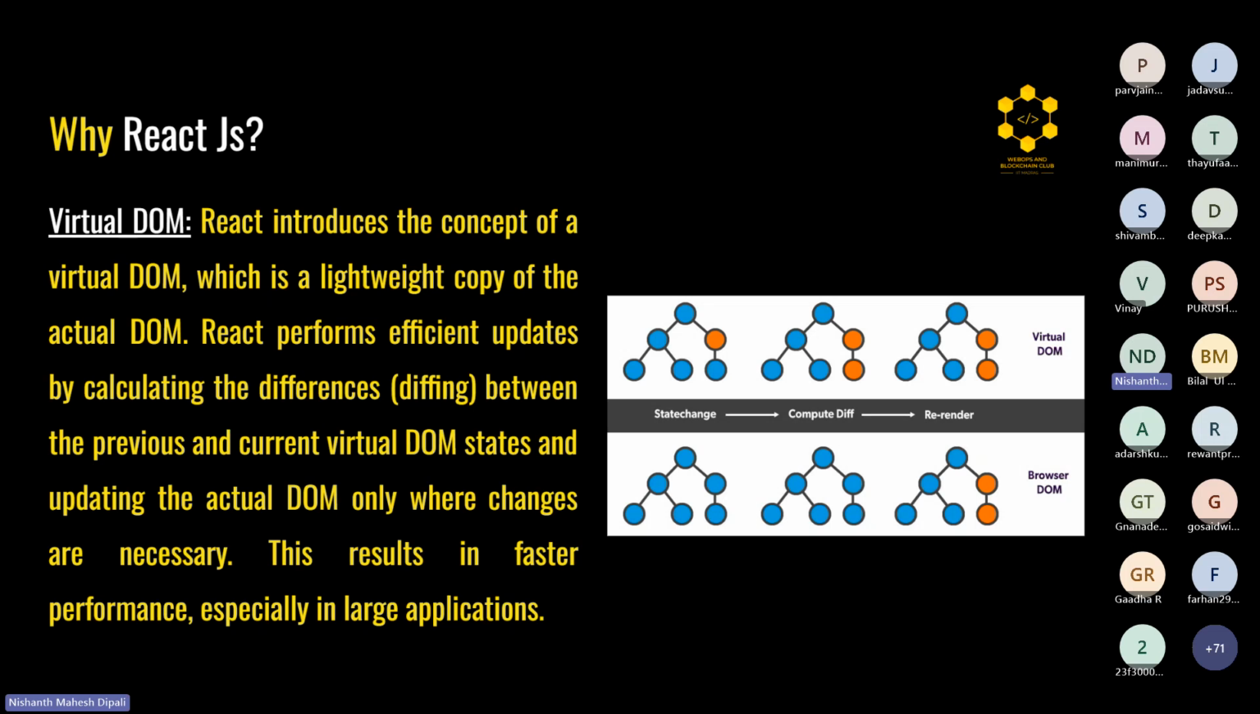So understanding what DOM is, basically whenever the browser has to render HTML, it creates something called as document object model. So it contains all the HTML elements and its properties. So what React does is it keeps a lightweight copy of the actual DOM so that whenever there's any update, it compares the previous state and the current state, and then it pushes the changes to the actual DOM.